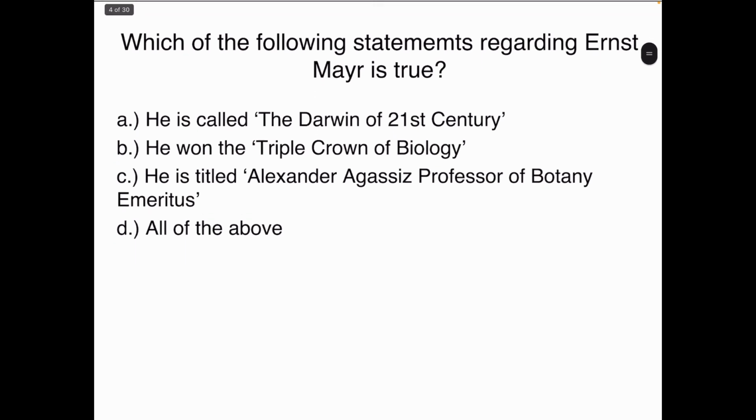Which of the following statements regarding Ernst Mayr is true? He is called the Darwin of 21st century. He won the Triple Crown of Biology. He is titled Alexander Agassiz Professor of Botany Emeritus. And the final option is all of the above.